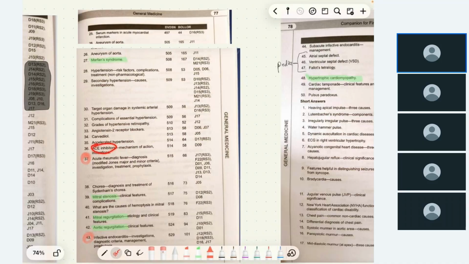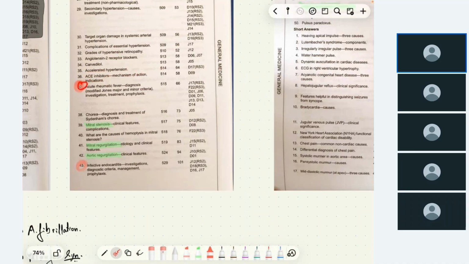I already mentioned acute rheumatic fever and infective endocarditis are two important cardiology questions which are very, very important, which are asked as frequently as 10 markers and 5 markers. Please go through it once because I'm not covering it because it has been covered in microbiology. And then we have mitral stenosis, mitral regurgitation, and aortic regurgitation, which we will see.